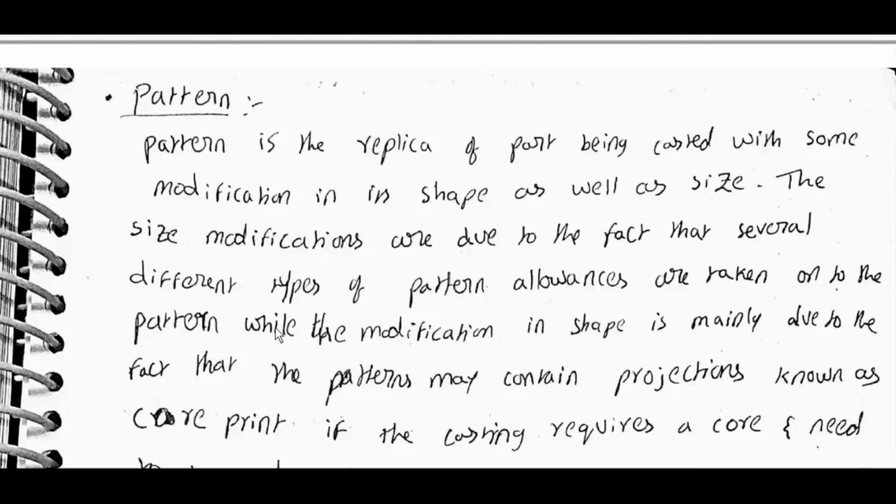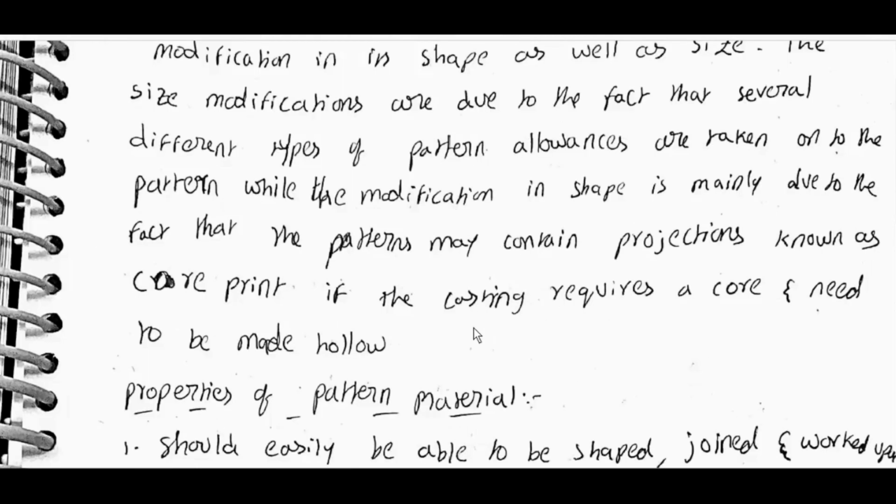A pattern is a replica of the part being casted with some modification in its shape as well as size. The size modifications are due to the fact that several types of pattern allowances are taken onto the pattern, while modification in shape is mainly due to the fact that patterns may contain projections known as core prints, if the casting requires a core and needs to be made hollow.